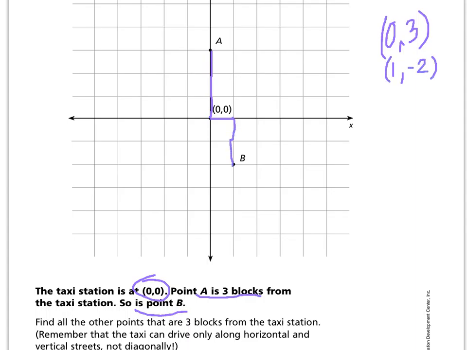We're going to find some other points that are just 3 away. I'm going to go over 1 and up 2 for my first one. I'm going to go to the left 1 and down 2, which would be -1 and -2. And I'm also going to go to the left 1 and up 2, which would be -1 and +2.